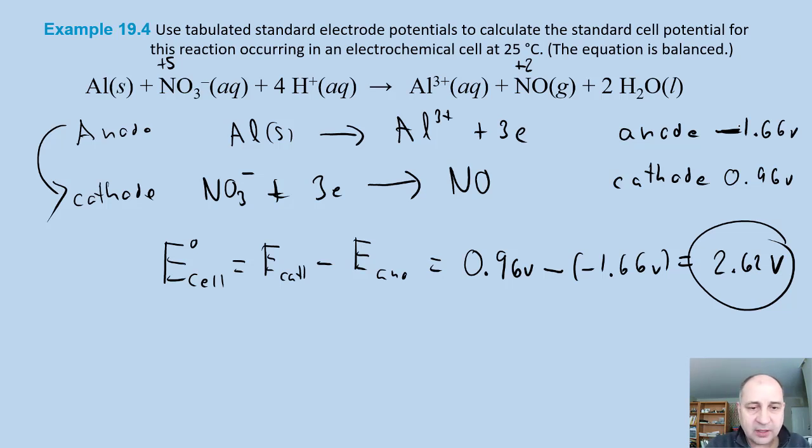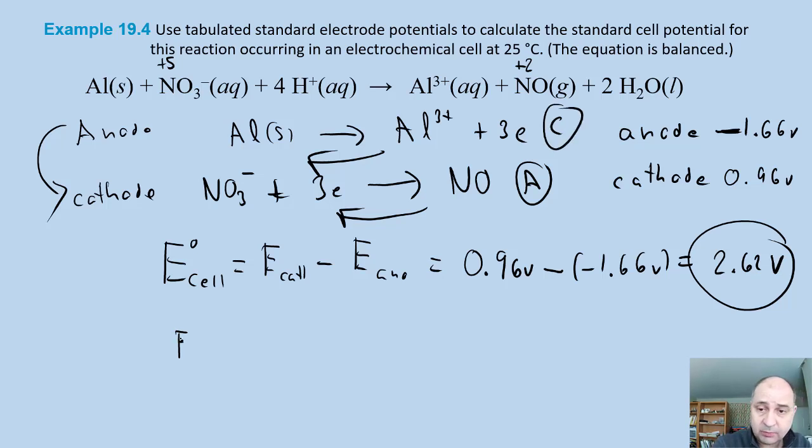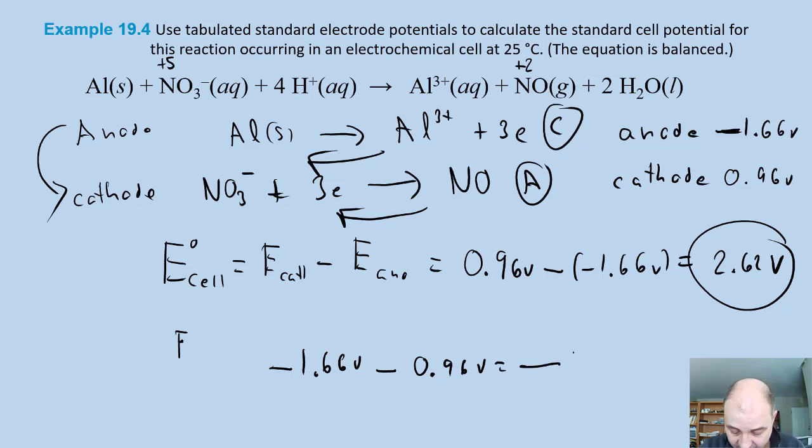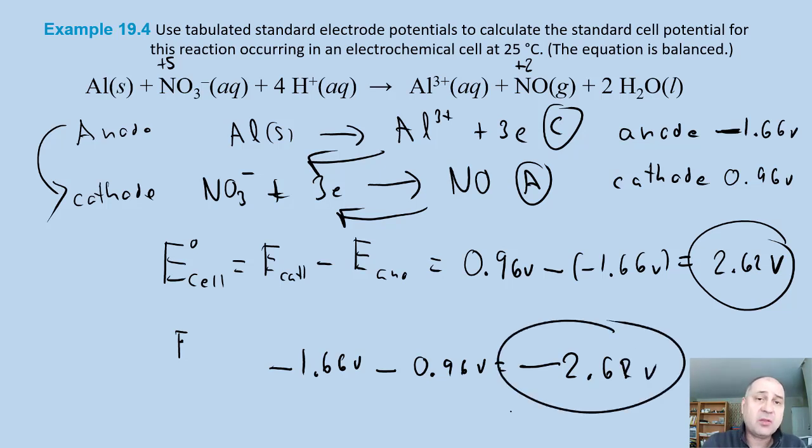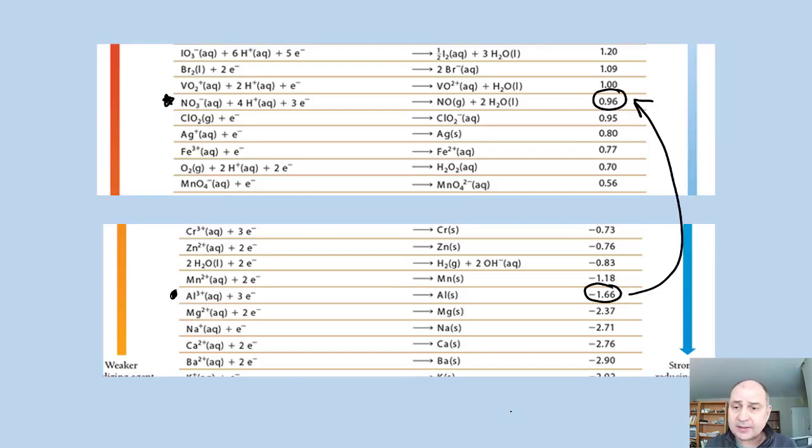Now, if we were looking at the reverse reaction, meaning this is written in the reverse reaction and this is written in the reverse reaction, so if this was the anode and this was the cathode, our electron potential would be -1.66 volt minus 0.96 volt, which of course is negative 2.62 volts, and that negative means that this is running in the reverse reaction. This would not be a spontaneous reaction. So you should be able to do that.